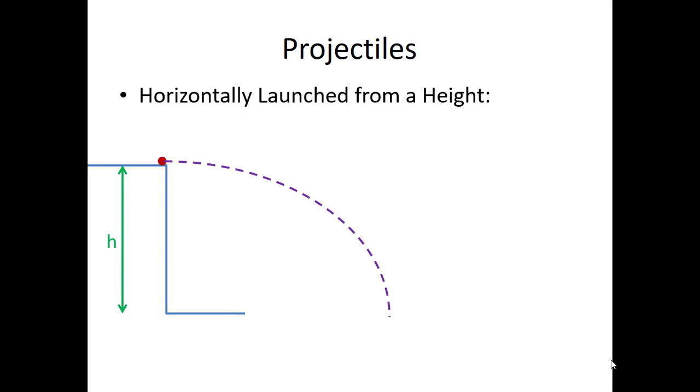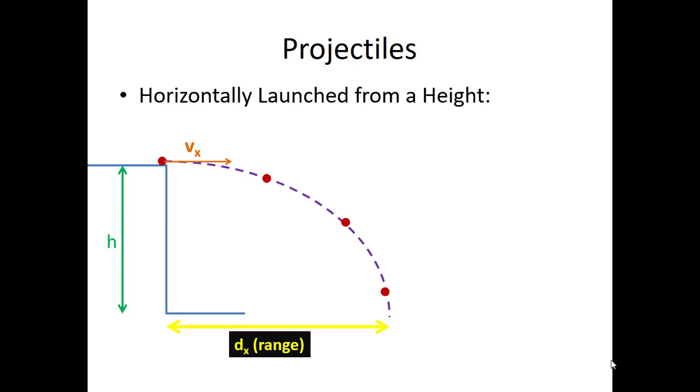Let's label some things about this picture. First, we know the height of the table. Second, we can measure how far out in the x direction the ball travels, and we call that dx, distance in the x direction or the range. And then we can measure some things about the ball's velocity as it travels through its path.